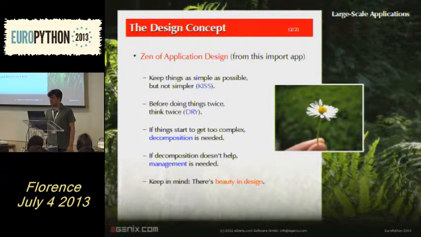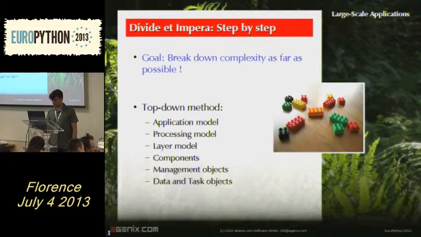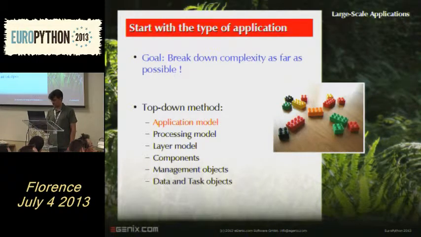Something else that's important is there's beauty in design. So if you write code or if you design something and it looks pretty ugly, then there's something wrong with it, and you can probably do better. Right, so I'm going to step through this top-down method of application design one by one. So let's start with the application model.